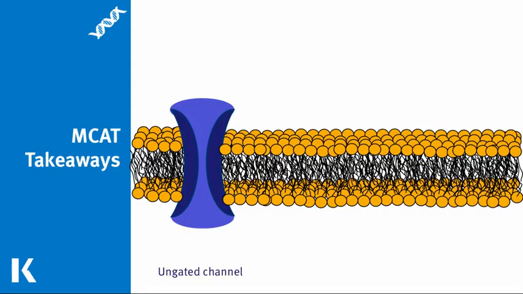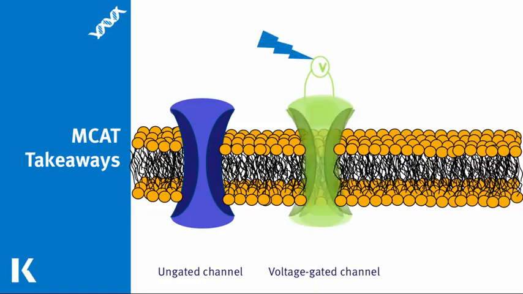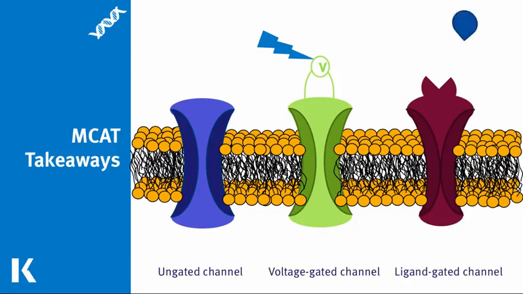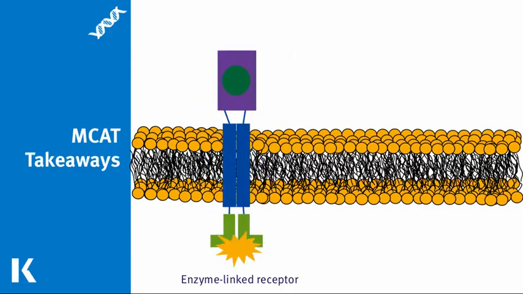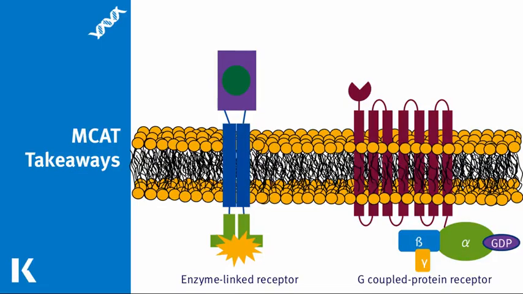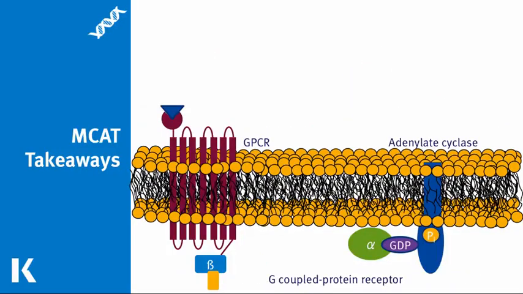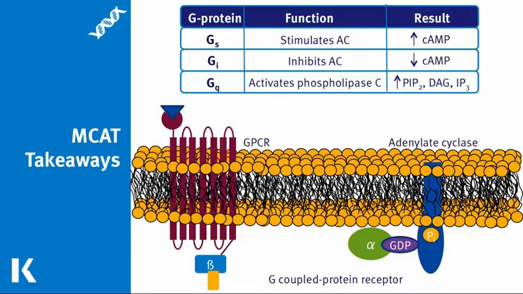To recap this review, there are three types of ion channels that play a role in signaling: the ungated channel, which is always open, the voltage-gated channel, and the ligand-gated channel. Receptors also play important roles in biosignaling. The first type of receptor is the enzyme-linked receptor, and the second type is the suite of G protein-coupled receptors, including the Gs protein. To turn on signaling, G protein-coupled receptors send GTP to adenylate cyclase to increase cyclic AMP. But there are many other types of G proteins with different jobs you might need to know about on the MCAT.